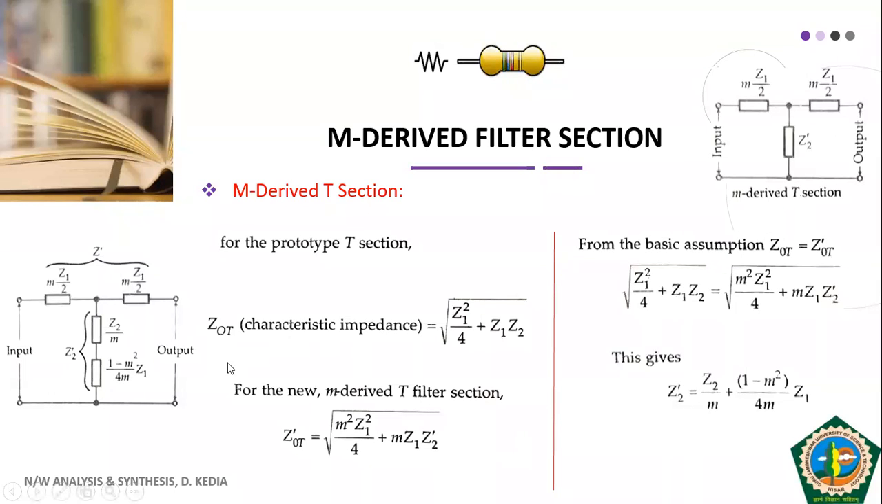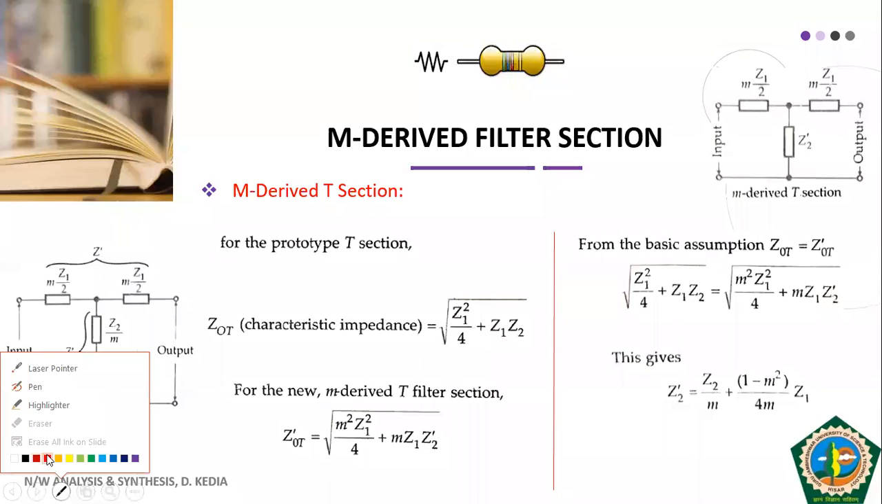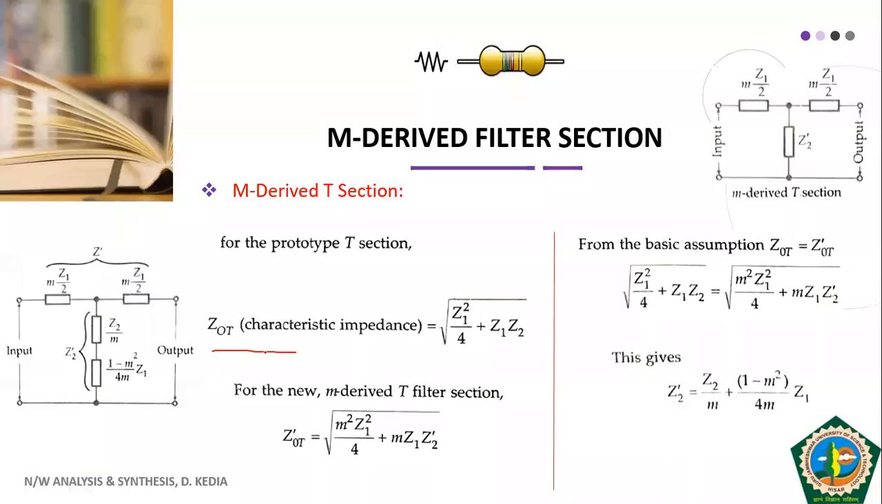Here we have mentioned the characteristic impedance of the original T section of the filter, and this is the characteristic impedance of the M-derived T filter section. I told you that we have to assume that both characteristic impedances are the same, and by implementing this expression we get the new shunt impedance for the T section, which has factor M included in it. We had seen its derivation in the previous class, and this is how we represent M-derived T section.